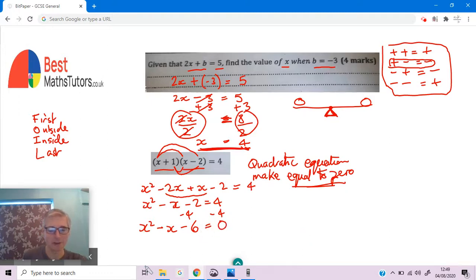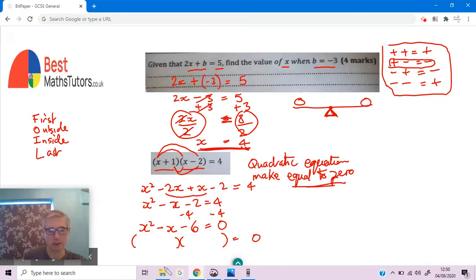And from here, we've got two methods we could actually use. So one, we can solve it on the calculator, which I will go on to in a second. Or we can use the factorization method. So factorizing it means we actually need to put it into two brackets. So we're looking for two brackets that, when we multiplied them out, would give us this x squared minus x minus 6.